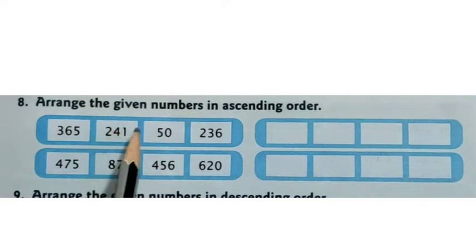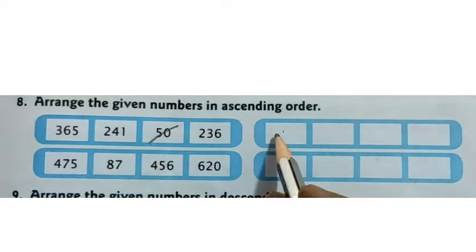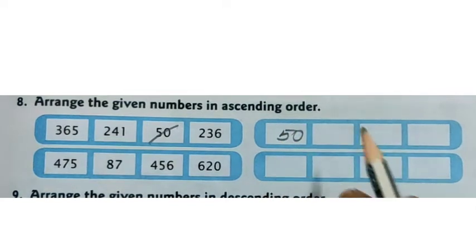Arrange the given numbers in ascending order. The meaning of ascending order is arranging the numbers from small to big. Now here all are 3-digit numbers except this 50. 50 is a 2-digit number. So 2-digit number is smaller than 3-digit number. Strike out 50 and write 50 in the first box.